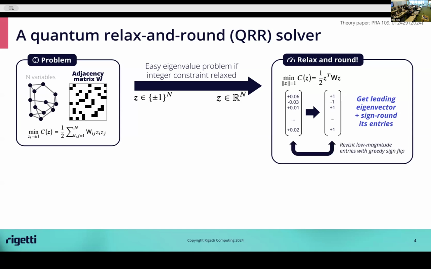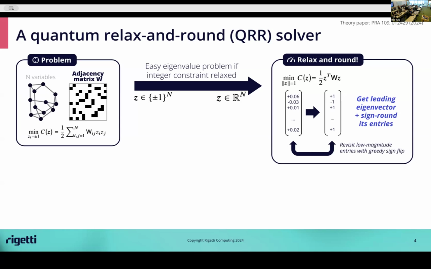So that's the relax and round, and then you can add some stuff on top of that. One of them is, maybe you can say that the entries in your leading eigenvectors which are closest to zero, or the lowest magnitude entries, are the ones for which I'm the least sure of the sign. And so you can try to revisit greedily those entries and flip the sign, and if it gives you a better solution, you keep it. So everything is purely classical here. That's the idea behind a classical relax and round solver.